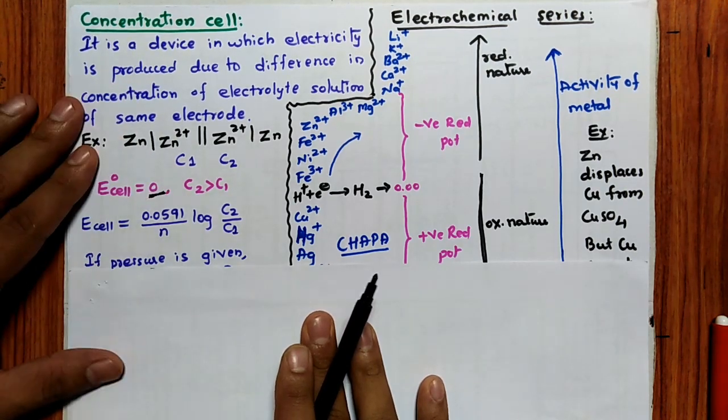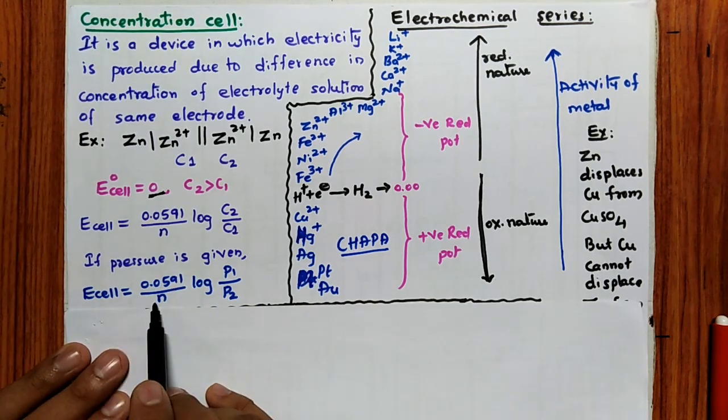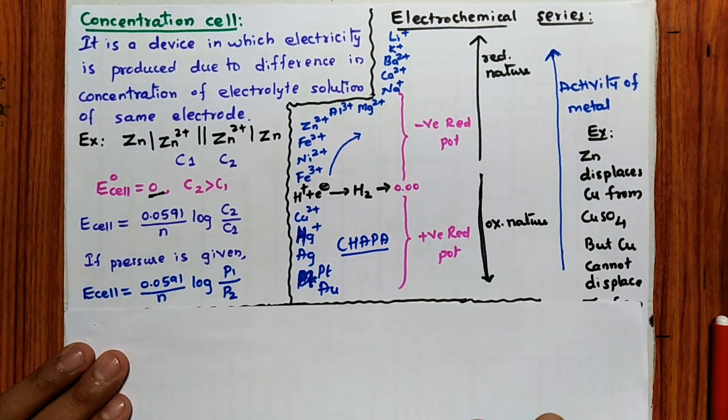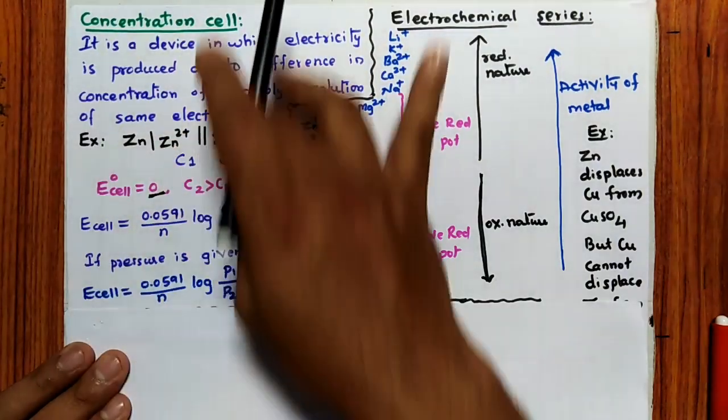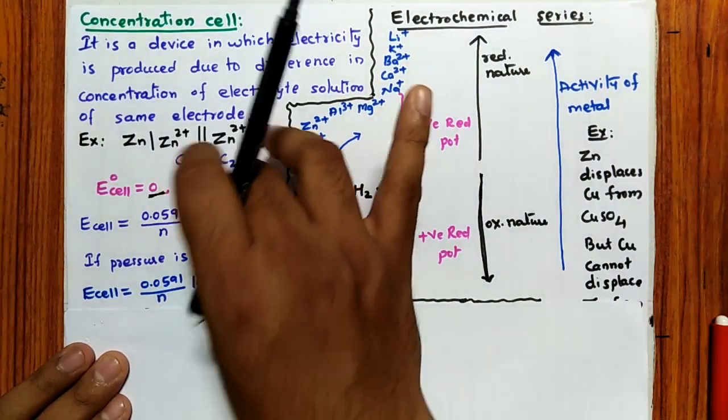Then if the pressure is given, so always remember, concentration... if the pressure is given, it is reverse, P1 divided by P2. E cell is equal to 0.0591 divided by n log of P1 divided by P2. This I will tell you: till now in CET, the question on this concept they have not asked. So don't worry about that if you are preparing only for CET. But for NEET and JEE, this is important. So you have to understand.